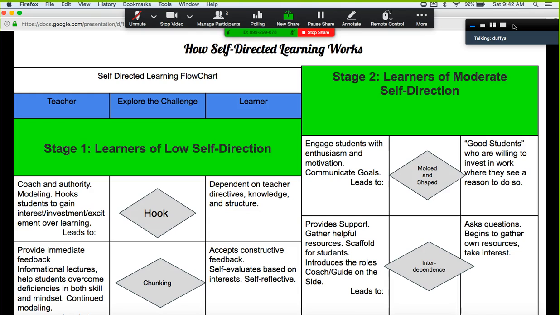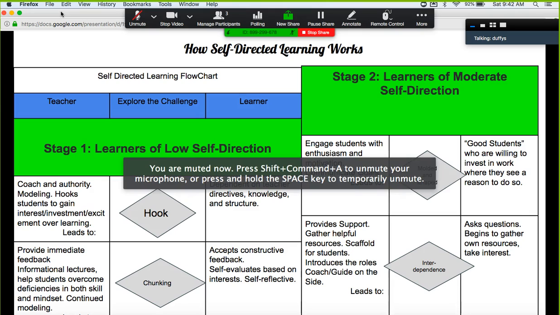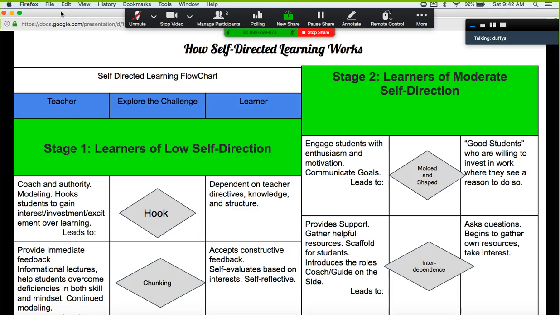Stage 2 is described as learners of moderate self-direction. Within this stage, the teacher begins to introduce the idea of being the guide on the side rather than the sage on the stage, but only in the slightest bit. They will still continue to provide resources and provide scaffolds for students. In stage 2, students begin to ask questions and may begin to gather their own resources. Stage 3 is where self-directed learning really begins.